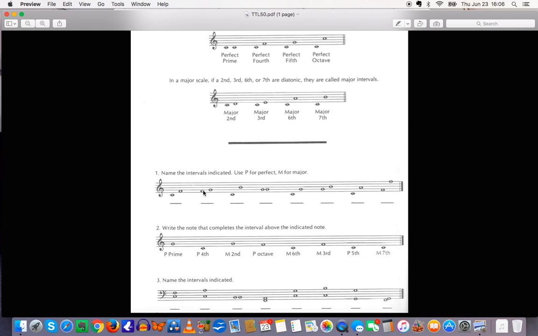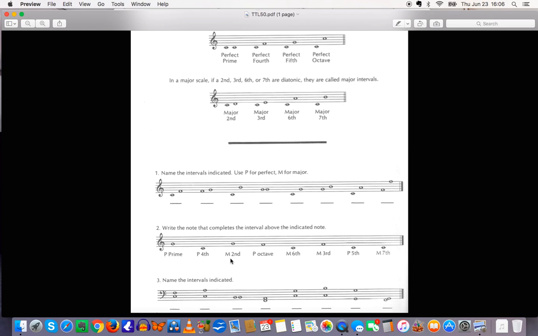Here we have a second. Oh wait, I just did that one. My bad. Okay, here we have a fourth. So C, and you can count 4 notes up. C, D, E, F, write in F. That's a perfect interval, unless you change it. Then it's not perfect anymore. We'll get to what we call that later.